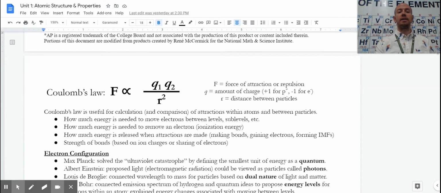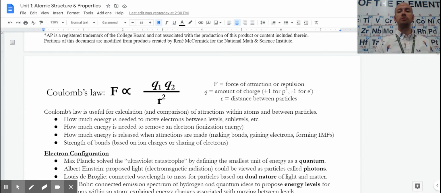The law is that the force of attraction or repulsion is proportional to the size of the two charges, maybe the number of protons to an electron, maybe the charge of a cation to the charge of an anion. So we're thinking about our positive and negative numbers here and how big they are. And then you'll either see r squared or occasionally d squared as the distance between them.